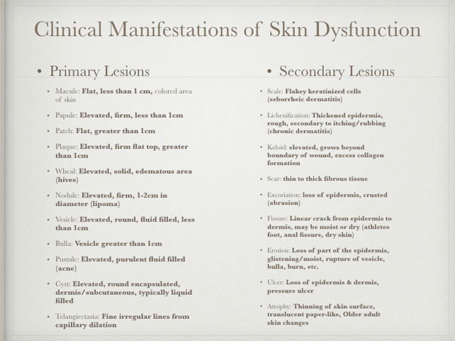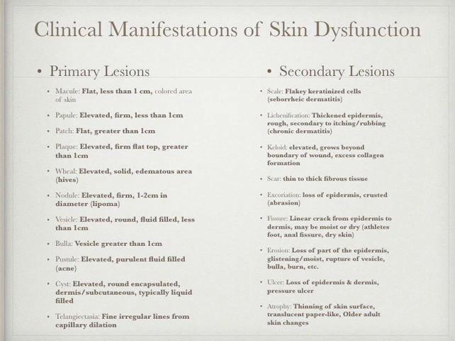Cysts are basically elevated. They're typically fluid-filled. Sometimes there is debris in the cyst, like elements of subcutaneous tissue in there, but usually they're fluid-filled. Telangiectasis basically means spider veins. That's all that means, essentially. So they're irregular lines from the capillaries. And remember, secondary lesions are always caused from a primary lesion. So they occur from another underlying disorder, essentially.